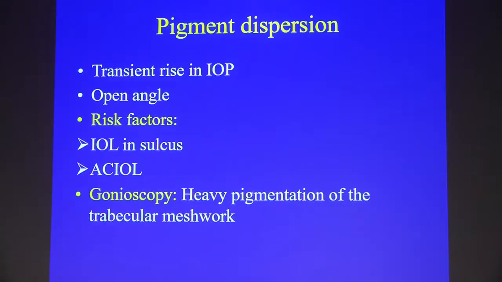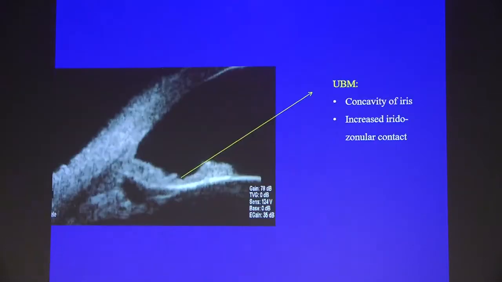Pigment dispersion: transient rise in IOP, open angles. Risk factors are an IOL in the sulcus or an AC IOL. Gonioscopy would show heavy pigmentation of the trabecular meshwork. The UBM would show a concavity in the iris and increased iridozonular contact.